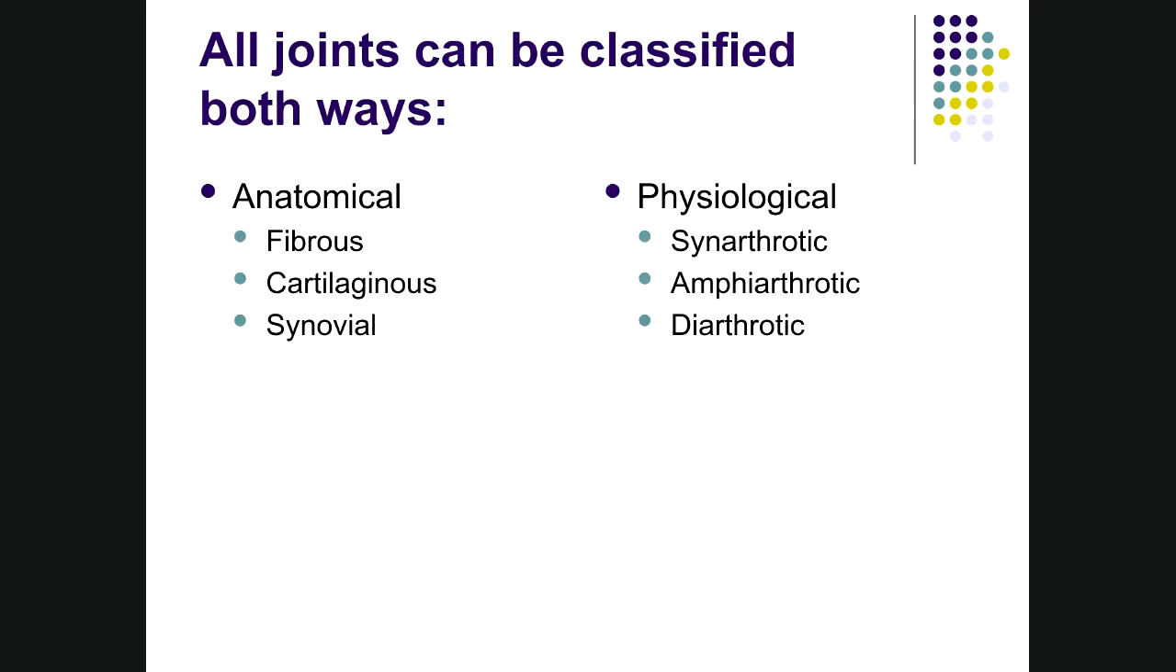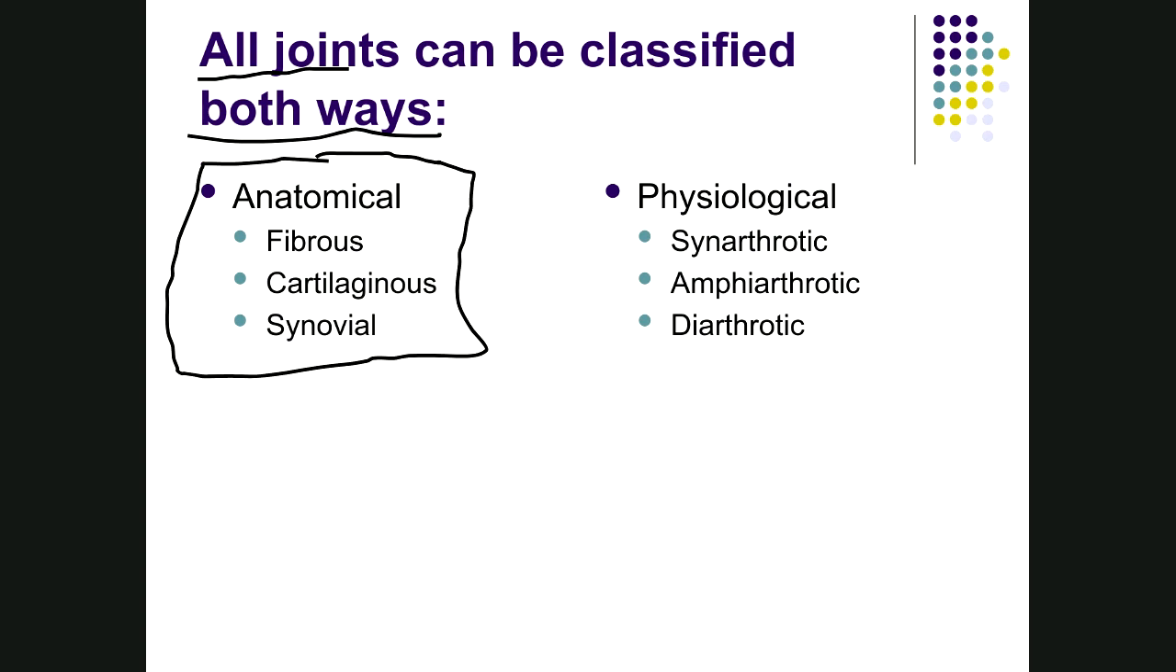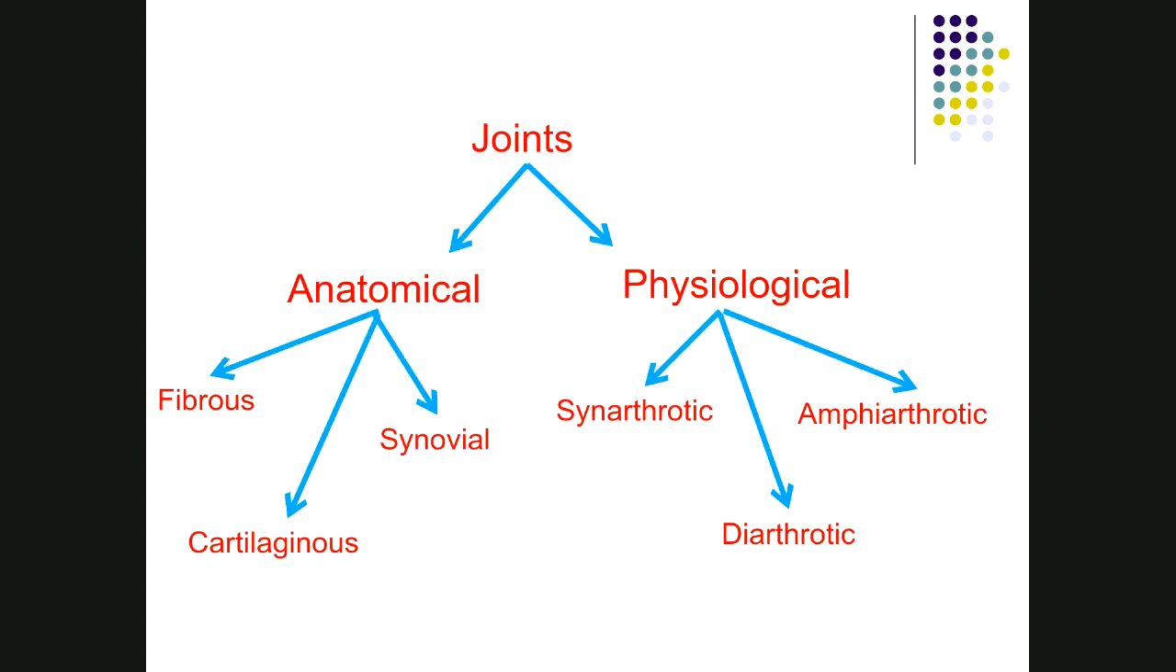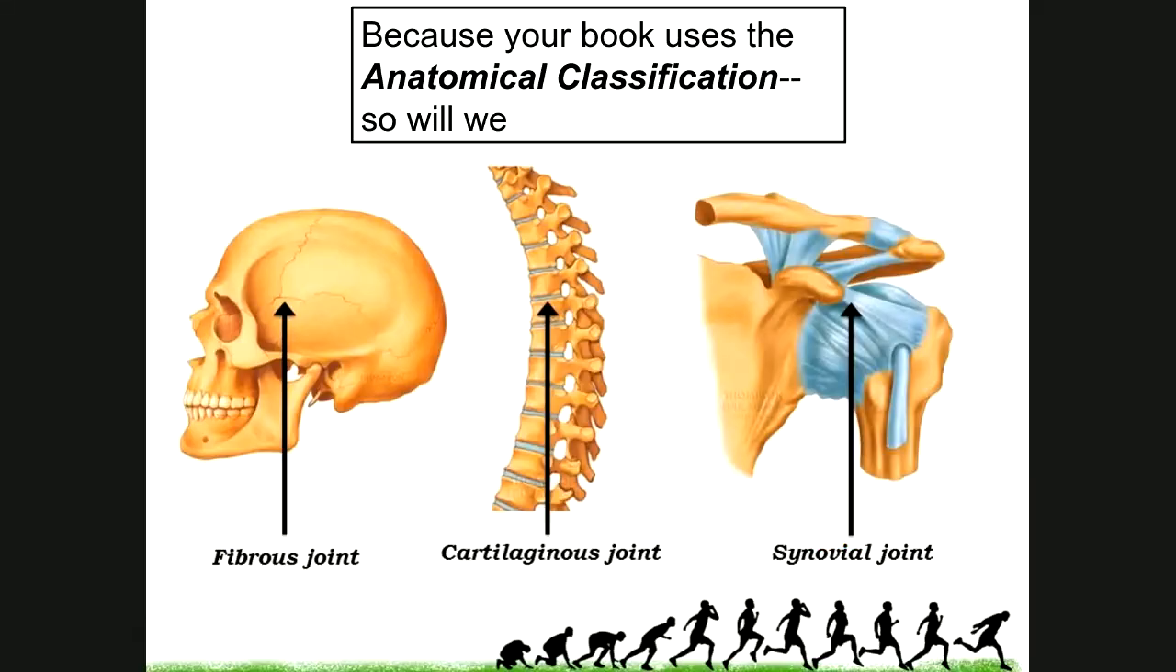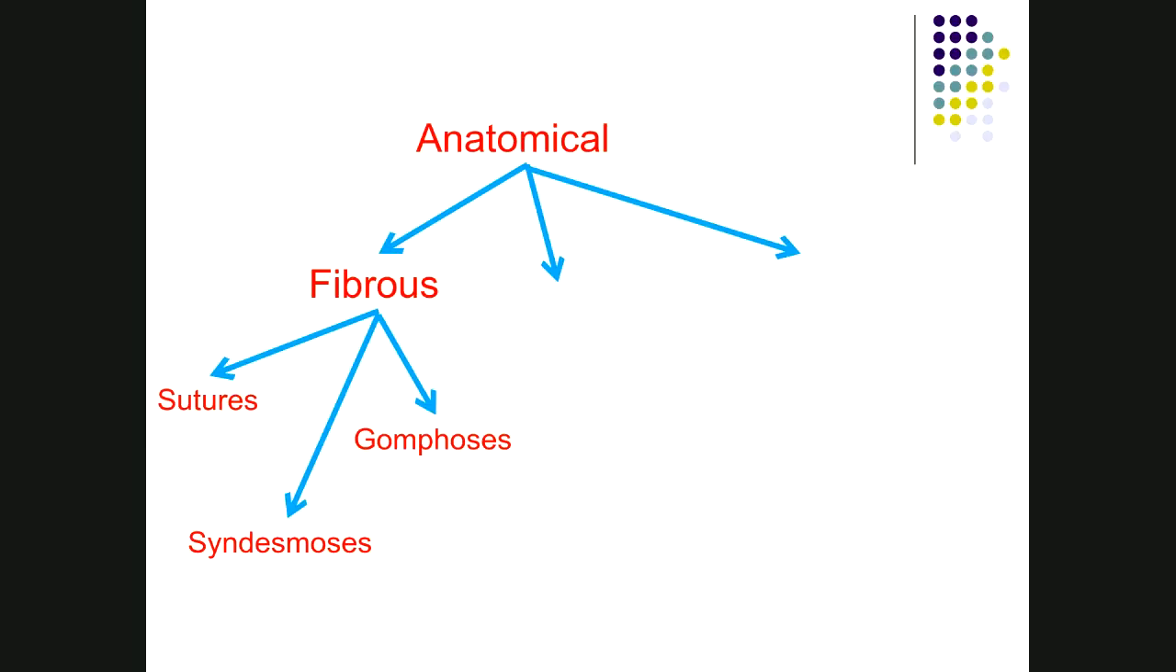Well, even though you can classify all joints both ways, we're going to have to pick one in order to just talk about it, but we'll come back and talk about the other one. The one we're going to pick is anatomical because, like I said, that's what the book uses. So let's look at these joints. With anatomical classifications, remember we have fibrous, we have cartilaginous, and we have synovial. So let's look at the fibrous joints first.